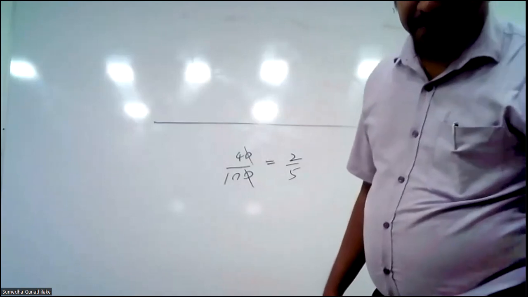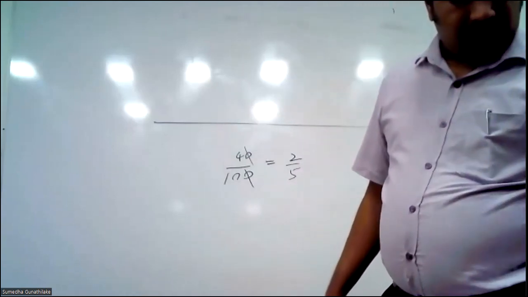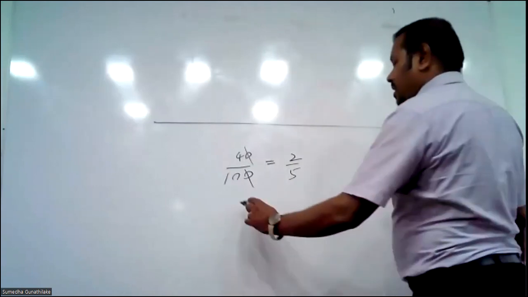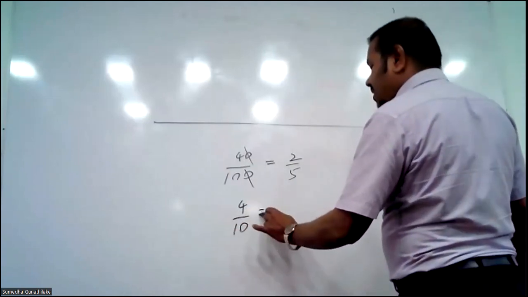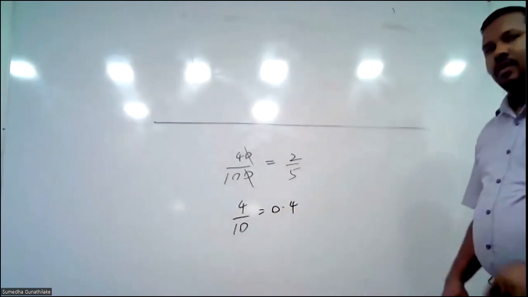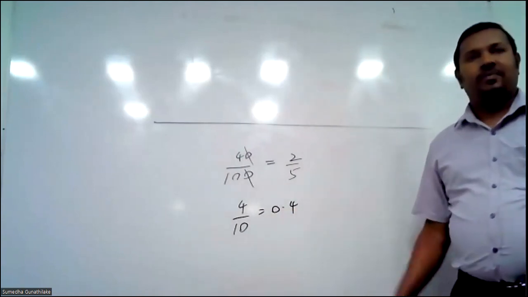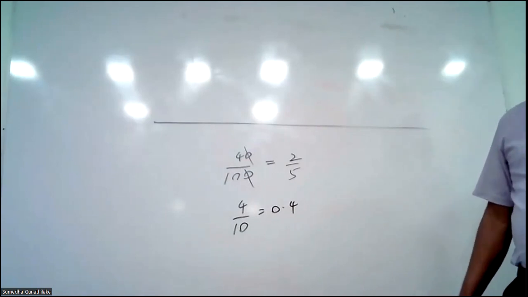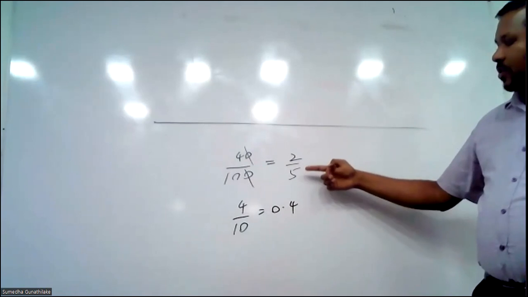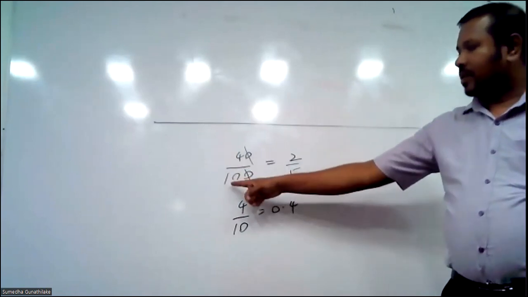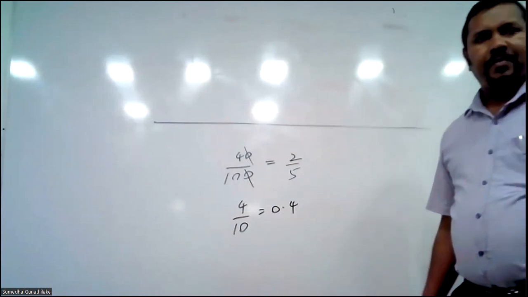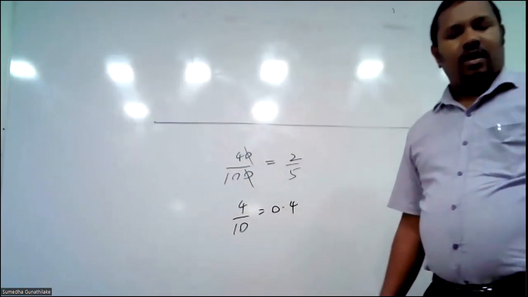And then express it as a decimal. 4 upon 10. That is 0.4. No need to convert this again. 2 upon 5, 4 upon 10. That is 0.4. That's a decimal.